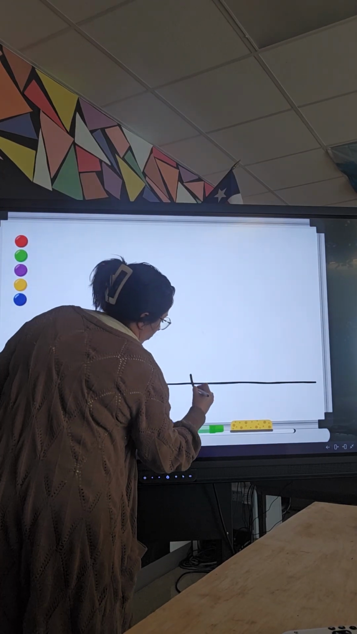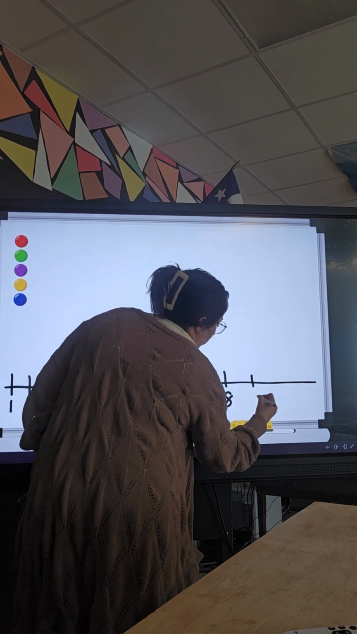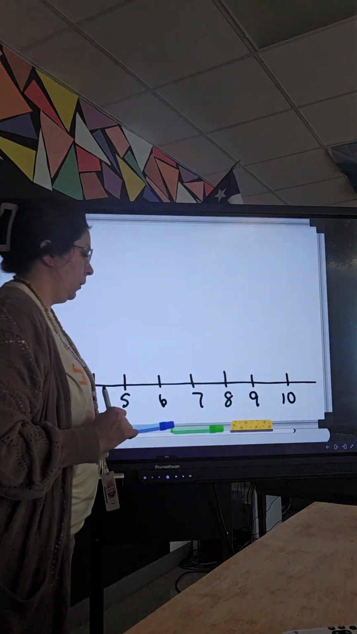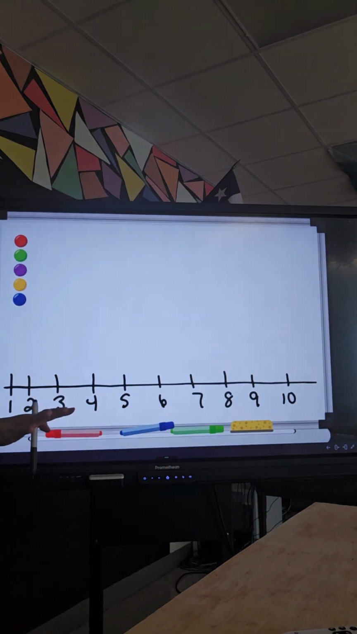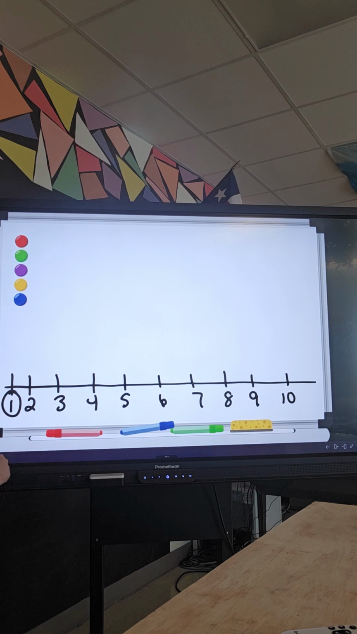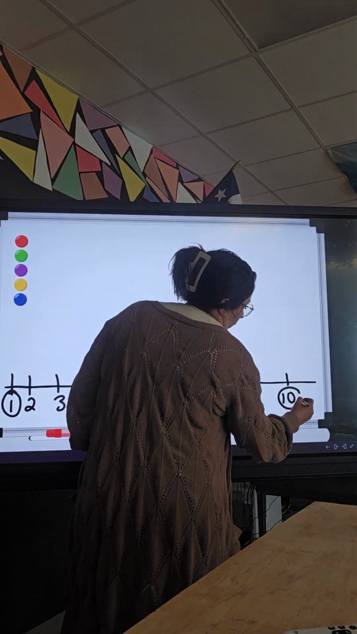6, 7, 8, 9, 10. So now we have our data of our numbers. Remember, our lower quartile, our least number is going to be 1, okay? And our max number is going to be 10.